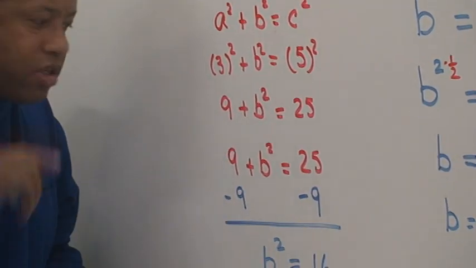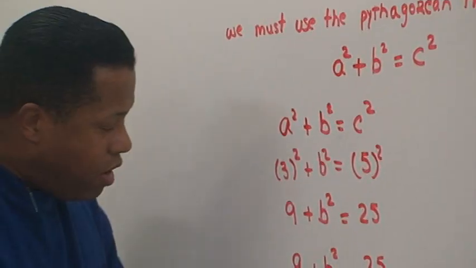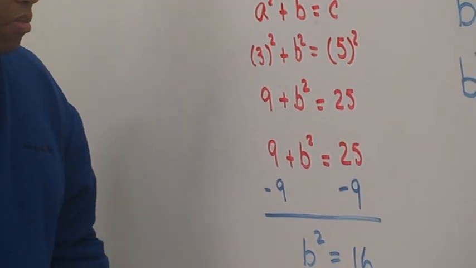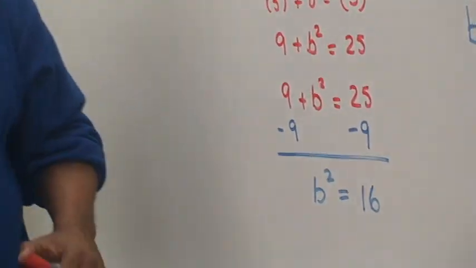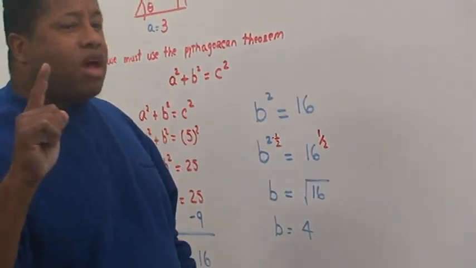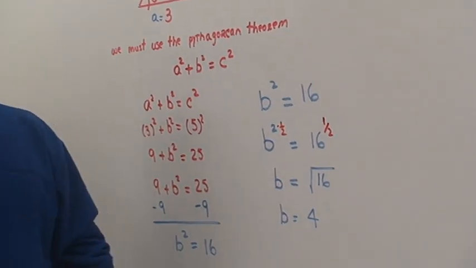So what we're going to do is some simple algebra. To isolate the variable B squared, we want to take negative 9 to both sides, and of course, B squared is equal to 16. Now, a lot of students make a mistake, and they leave it as such. Remember, we have to solve for B, not B squared. So how do you solve for B?